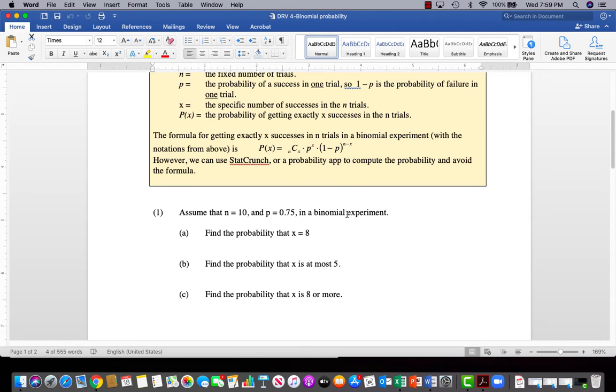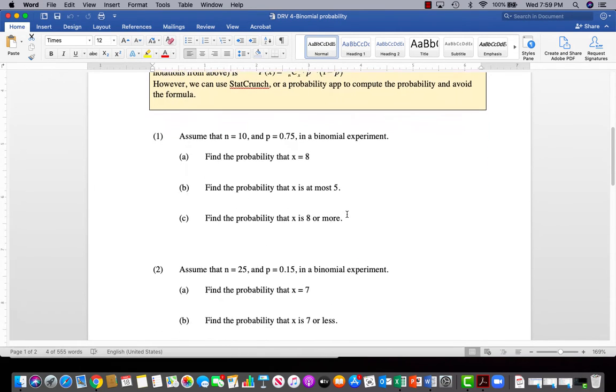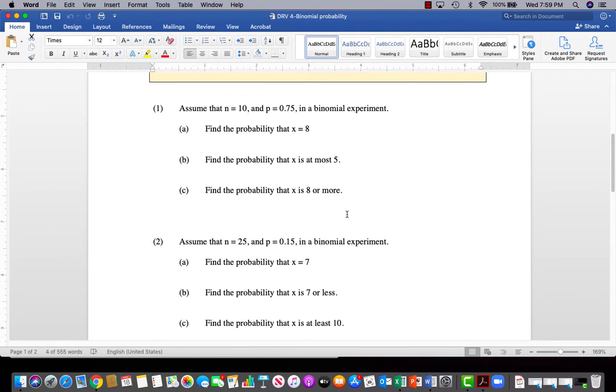In this case, we're just going to jump over and use StatCrunch. So I just wanted to show you what these handouts would be, what I would have you be doing in class. So if we assume that n equals 10 and p equals 0.75 in a binomial experiment, I want to find the probability that x is equal to 8. And then I want to find the probability that x is at most 5. And then the probability that x is 8 or more.